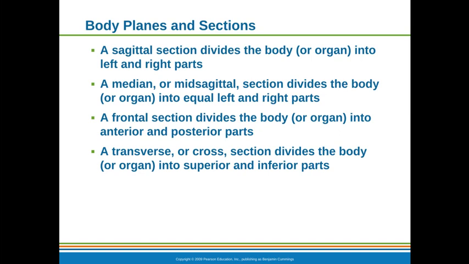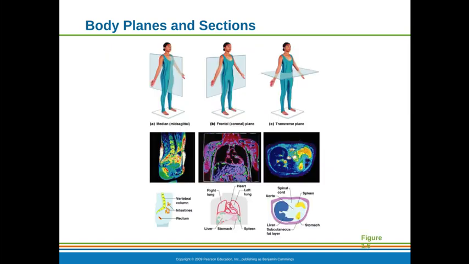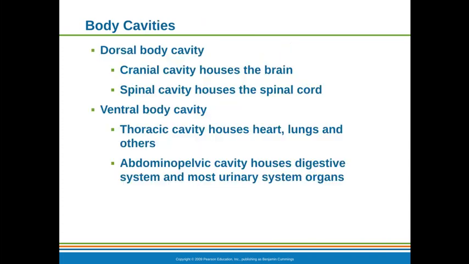Okay, so frontal section divides the body or the organ into anterior and posterior parts. Transverse divides the body into superior and inferior parts. Okay, so figure 1.6 outlines all of these in good detail. Again, with this median or mid-sagittal, you can see by looking at this frontal or coronal plane right here and the transverse plane that not everything is going to be identical on the left and right side of the body within or deep.